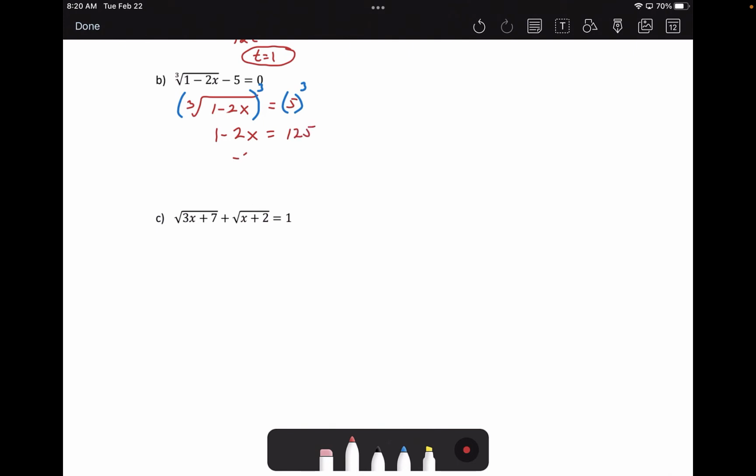Subtract 1 on both sides. Divide by negative 2, and we get negative 62. Here we will not generate extraneous solutions because we raised both sides to an odd power. It's probably a good idea to check, but this will not generate extraneous solutions. The only time you'll potentially generate extraneous solutions is when you raise both sides of the equation to an even power.